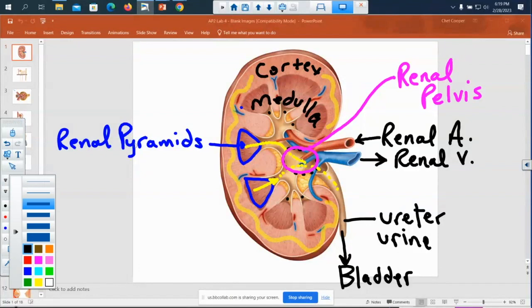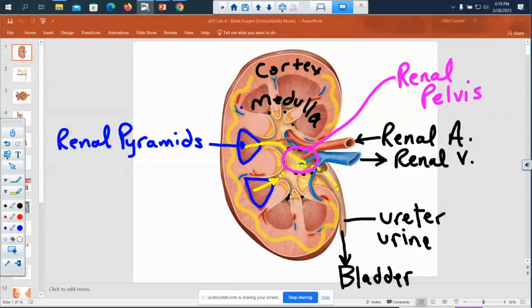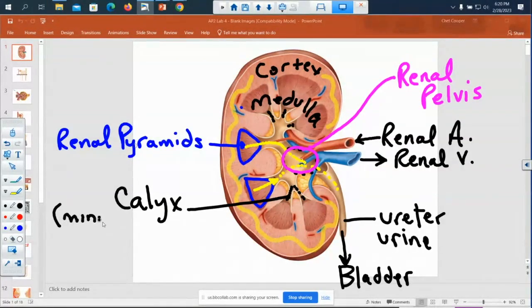And the little tubes that feed the renal pelvis, each one is called a calyx. So here, where I'm putting the black, calyx, calyx, calyx. Now, I will tell you the truth. The little ones are called minor calyces, and the larger ones are called major.